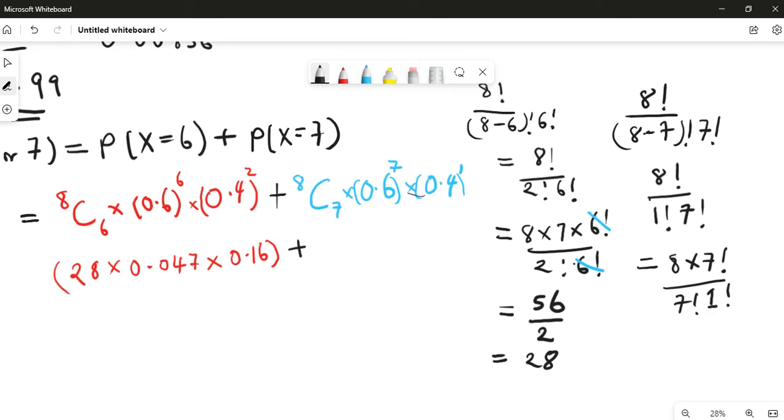Order doesn't matter here. Right, so the factorials cancel each other out. 1 factorial is 1. 8 divided by 1, that is 8. So we have 8 multiplied by 0.6 to the power 7, which gives us 0.027. 0.028 times 0.4 to the power 1, that is 0.4.